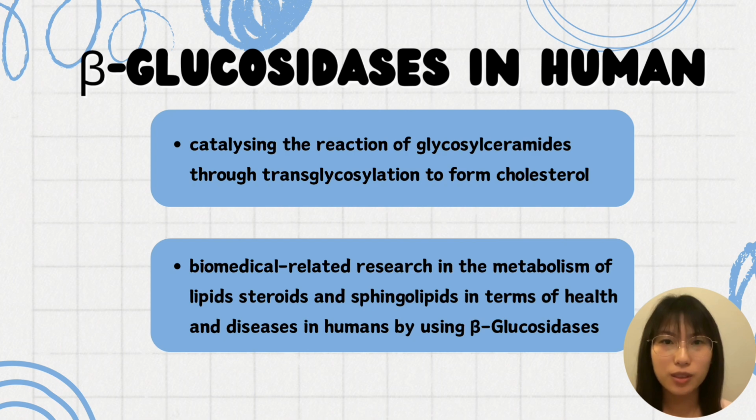When beta-glucosidase is in humans, it can help to catalyze the reaction of glycosylceramide to transglycosylation to form cholesterol. Secondly, in biomedical related research, it is involved in the metabolism of lipid, steroid and sphingolipids in terms of health and disease in humans.